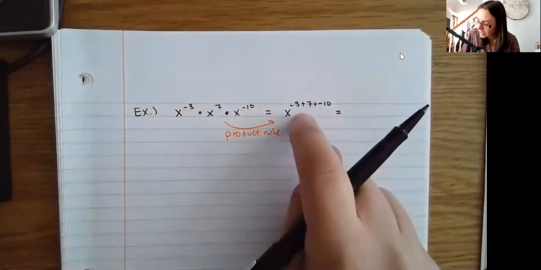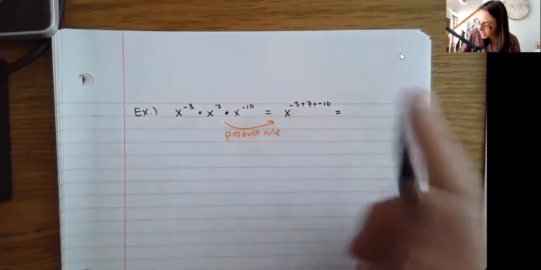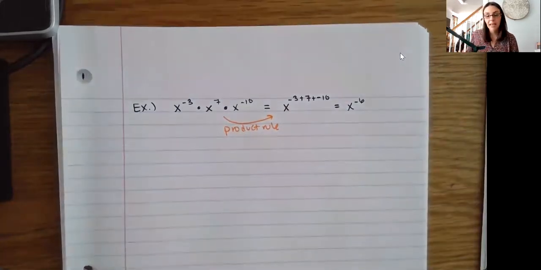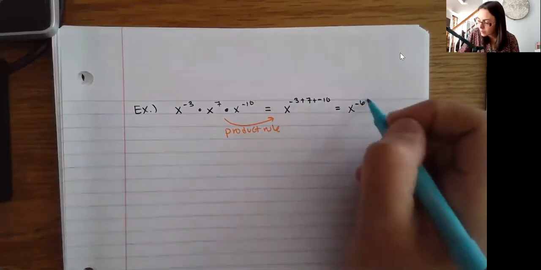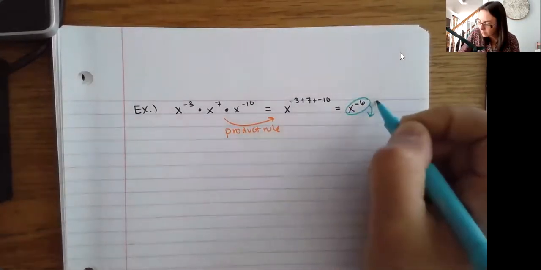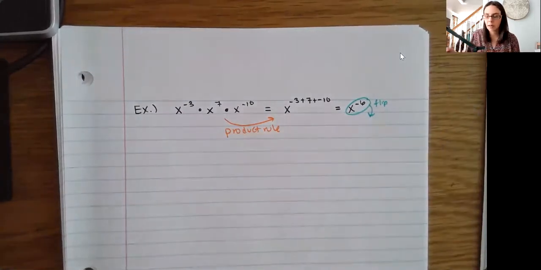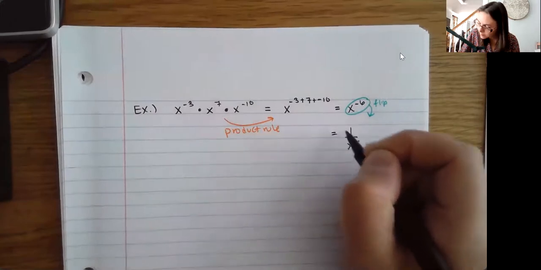So here, let's see, I have negative 3 plus 7 is positive 4 plus negative 10 is negative 6. So I have x to the negative 6. And now I look at it again, I say, okay, is there anything else I can do? And there is. So what I can do here is I can go ahead and flip, right? Because I see a negative exponent. So I'm going to go ahead and flip. I always want to clear out those negative exponents. So I have 1 over x to the 6th.